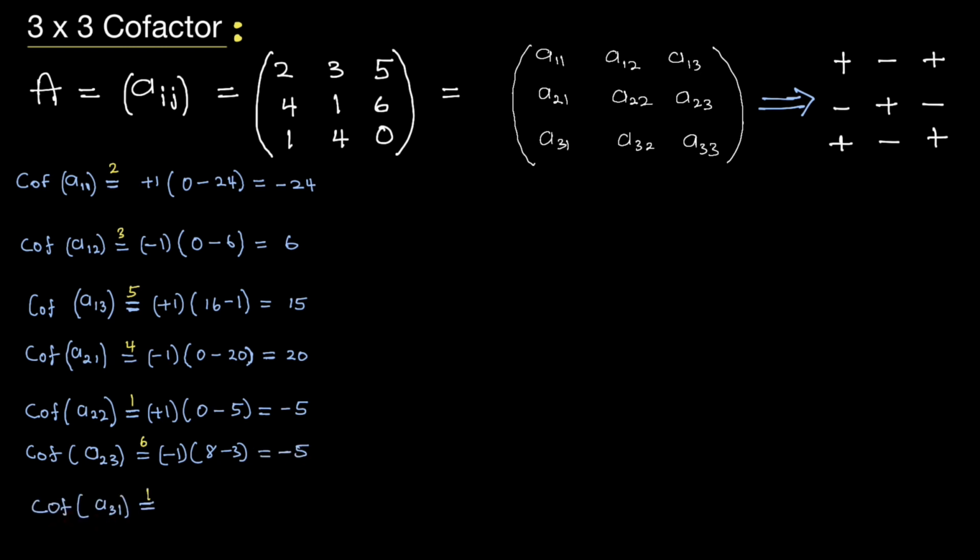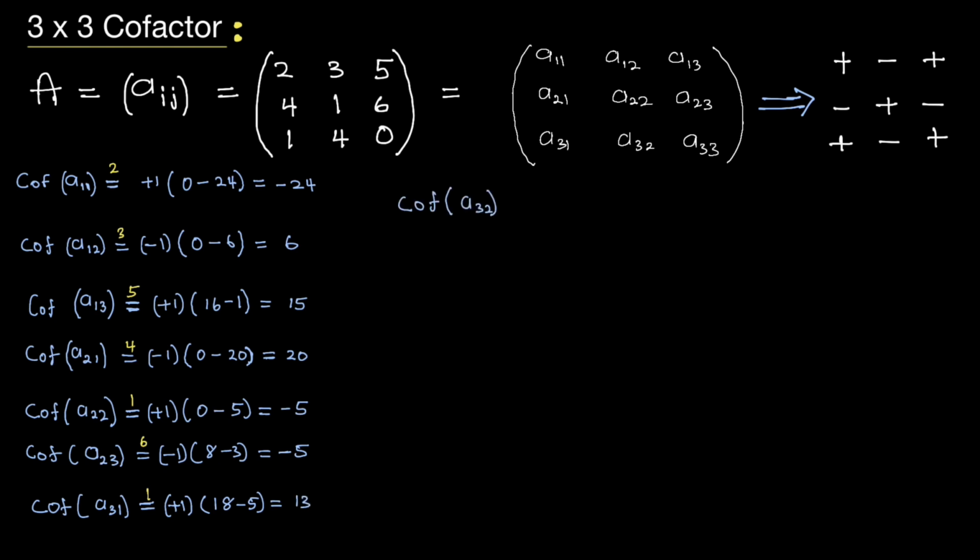Cofactor for A31, and that's A31 there. We can pick up that A31, draw a line there, draw a line. Now we can see the matrix we're looking at is this one here. That's 6 times 3, that's 18, minus 1 times 5, that's minus 5. And this is positive, so we have positive 1 times 18 minus 5, and that equals 13.